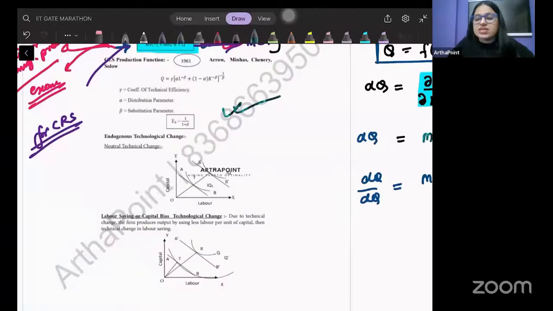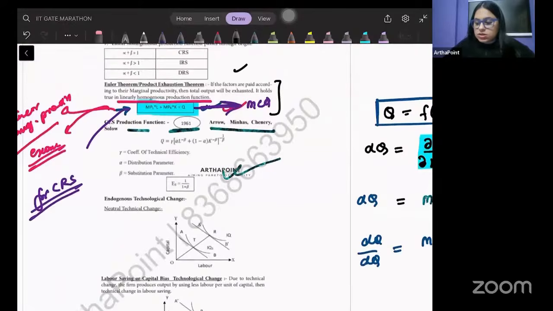You must remember that this CES production function was given by Arrow, Minhas and Chenery. It was given in 1961. But it will still hold true if it is a non-Cobb-Douglas production function, but it should be homogeneous, right? It should not be non-homogeneous. But for a quasi-linear production function it will not hold true because it is a non-homogeneous production function. Okay. This is not specifically for Cobb-Douglas.